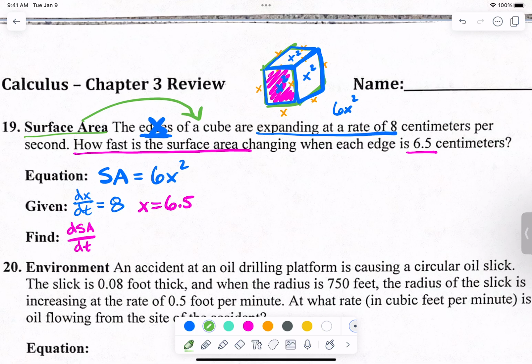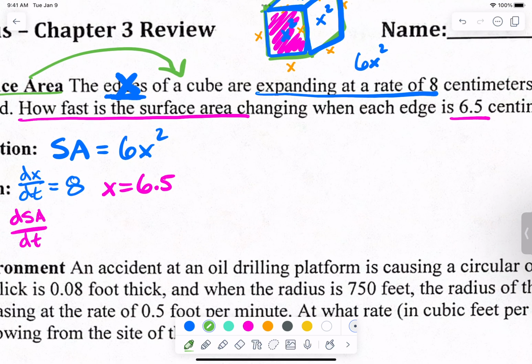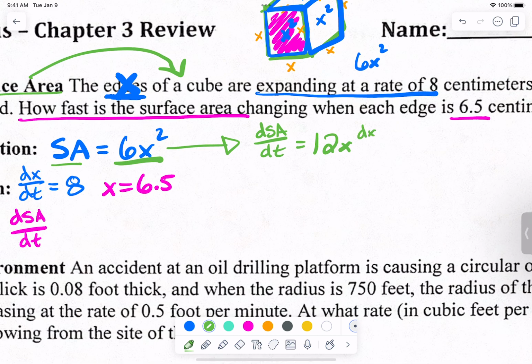Okay, so now what do we do? Plug it in? Nope. We gotta find the derivative. So we go piece by piece. What's the derivative of SA? dSA/dt. What's the derivative of 6x squared? 2 times 6 is 12. 12x dx/dt. Now we plug in. So we're trying to find dSA/dt. Times 6.5.